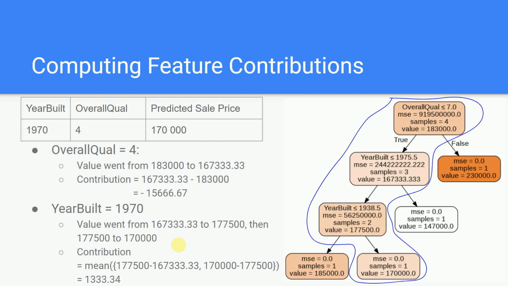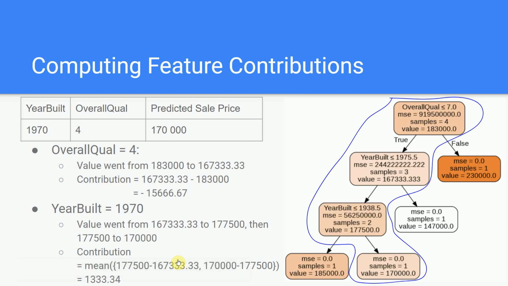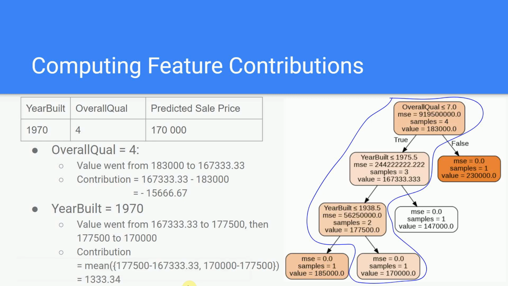Yeah, so you can look at the notebook for some more information, but essentially, given the data that we had and the model that we've learned, this model predicted some value of, let's say, 170,000. Because the overall quality was 4, this value of 170,000 is about 15,000 less than the average of the data. Because the year built was 1970, the prediction was about 1,300 greater than the average of all the data. Does that explanation make sense? Cool, great.